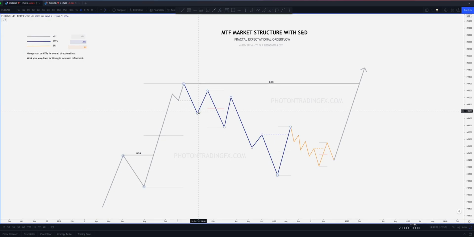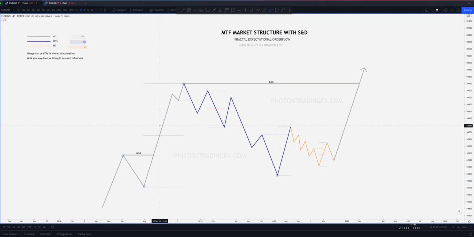And now what we're going to do, of course, is build on this even further by introducing supply and demand into essentially what is a multi-time frame market structure example. So let's go through this slowly and look at what's going on. So this big sort of thick grey line, this dark grey line, is the 4-hour chart. So we are clearly in a 4-hour bullish trend. We form that higher high, pull back to form a higher low, and then we get that break of structure.